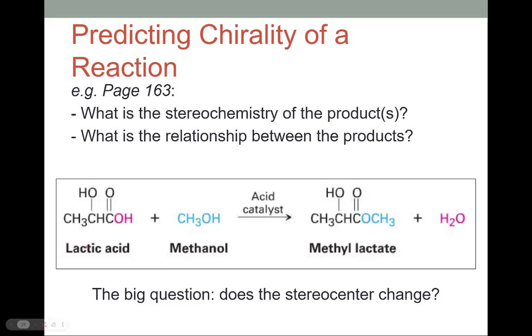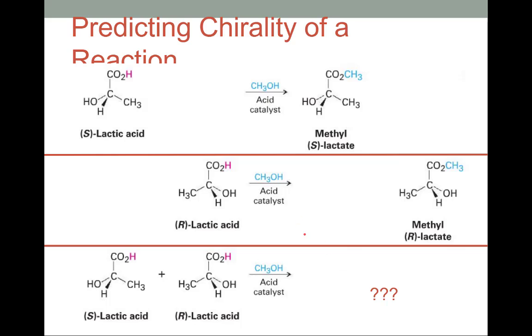Well, where is the stereocenter in lactic acid? It's back here, right? It's that carbon that has 4 different substituents attached. That carbon is here. It did not participate in the reaction. So if I had started with R lactic acid, I would have ended with R methyl lactate. If I started with the S form, I would have gotten the S form. If I started with both, a racemic mixture, I would have gotten both. All right, and that's kind of shown here.